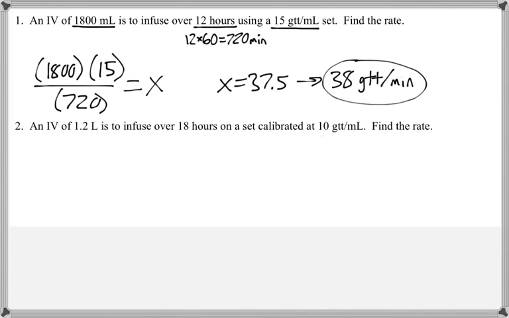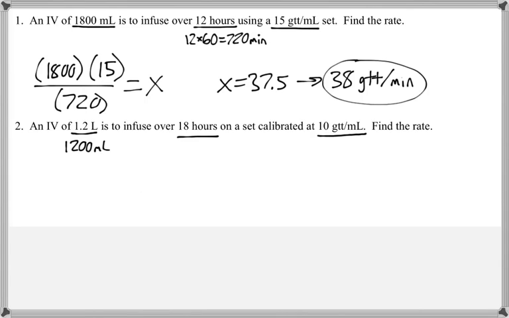Question number 2 says, an IV of 1.2 liters is to infuse over 18 hours on a set calibrated at 10 GTT per milliliter. Find the rate. So we need to be careful here because the amount specifically needs to be in mLs. So I need to convert 1.2 liters to 1200 mLs.